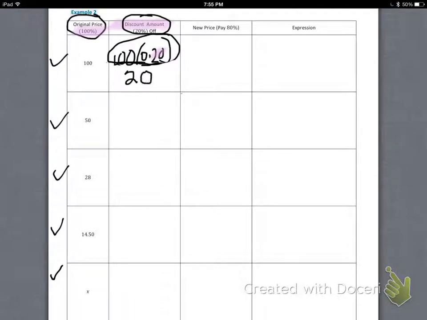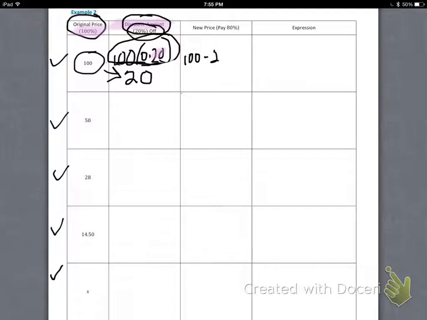So again, now we'll fill that in. A discount amount, 20% off of $100, is $20. That is our discount amount. Now the new price, the way you would write out the new price, and some of you are going to say, well, 100 minus 20 is 80. That's right, but let's go ahead and write that out anyway.